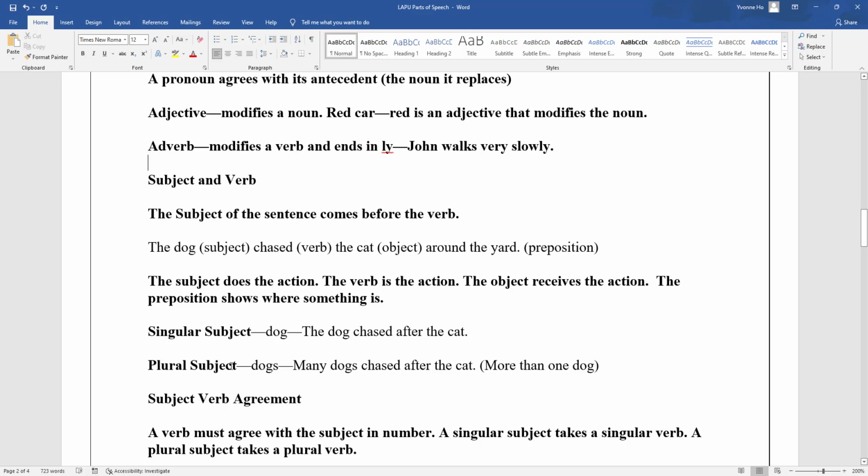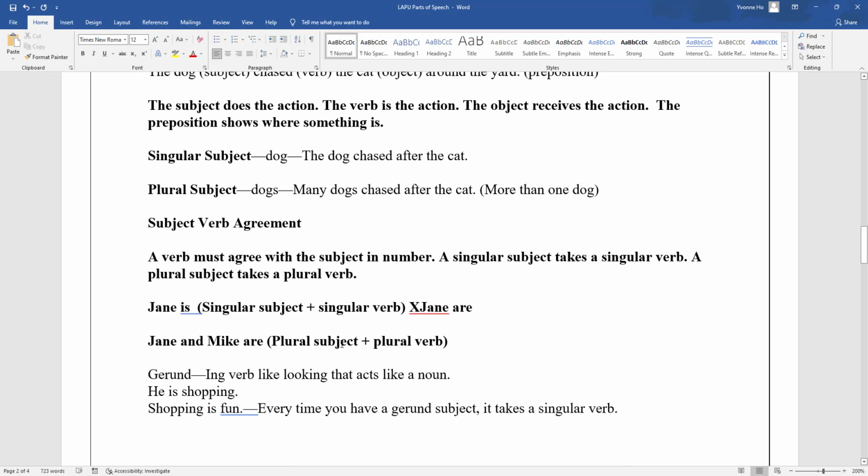A singular subject means you have one noun. The dog chased after the cat. Plural subjects means more than one noun. Many dogs chased after the cat. Subject-verb agreement. A verb must agree with the subject in number. A singular subject takes a singular verb. A plural subject takes a plural verb.